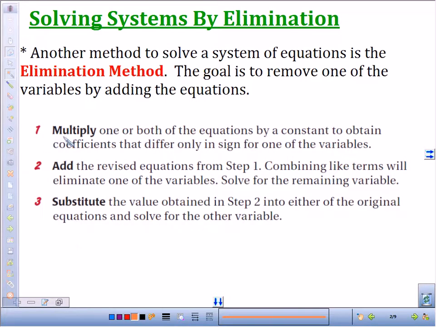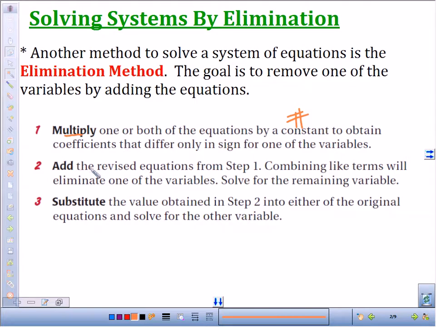There are 3 steps involved. The first step says that we have to multiply one or both of the equations by a constant, that's some number, to obtain coefficients, the numbers in front of the variables, that differ only in sign for one of the variables. That means that we're going to multiply one of the equations, or both of the equations, by numbers, so that either the coefficient of both x's or the coefficient of both y's will be the same number but have opposite signs. And we'll see how that works when we get started.